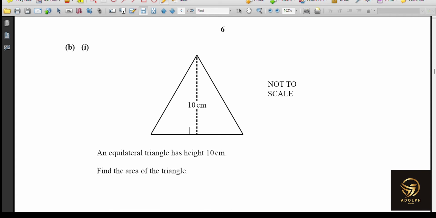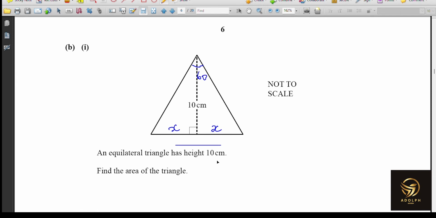If it's an equilateral triangle, we know that this total angle is 60, and since they are asking the area of the triangle, I want the total length of this side, but by using trigonometry I can find this half of the side. Since it is an equilateral triangle, that altitude is acting as a median, so this will be x and this is also going to be x. First I can find this x.